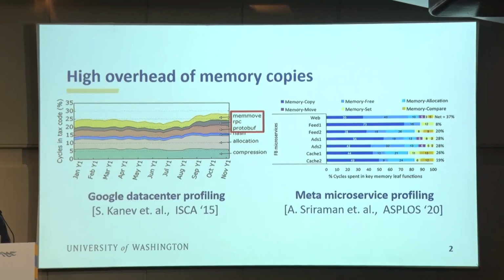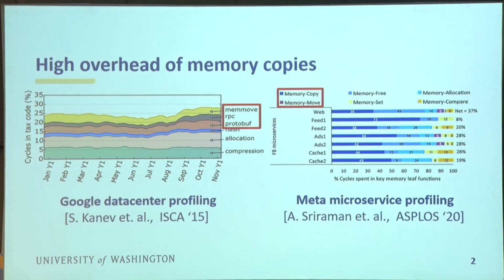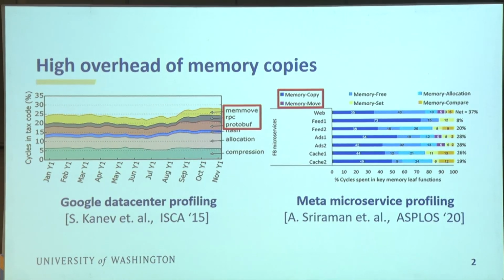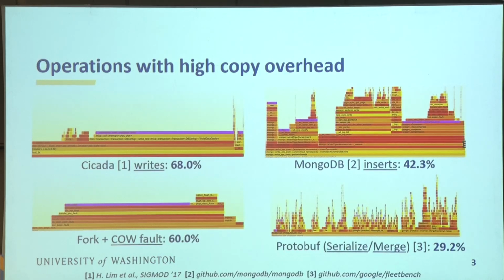Another paper profiling Meta's most popular microservices in 2020 saw similar trends with copy overheads of up to 14%. We ourselves conducted a study on several operations across different application domains that exhibited a high copy overhead. And we plotted flame graphs showing the amount of time spent in various functions of these operations, including the memory copy times. So the top two graphs you see depict writes and insertions for OLTP and NoSQL databases. The bottom left graph shows OS copy on write faults, and the bottom right shows common protobuf operations. The bars highlighted in purple show the time spent copying, which can be up to 68% for these operations.